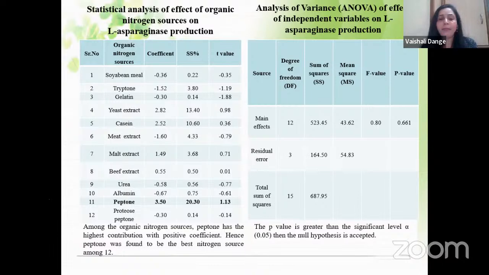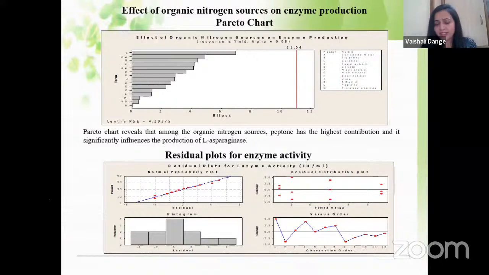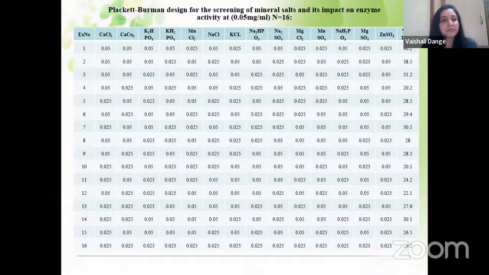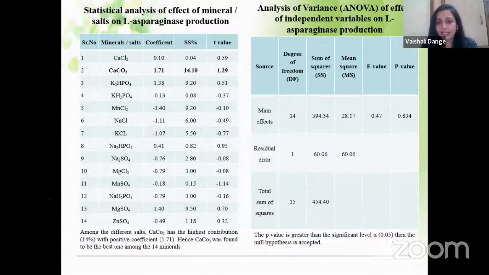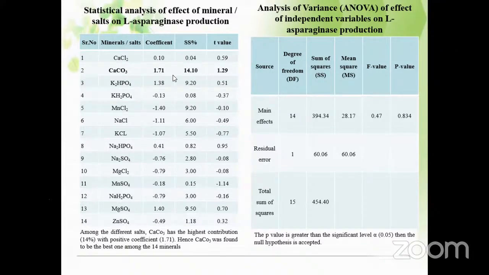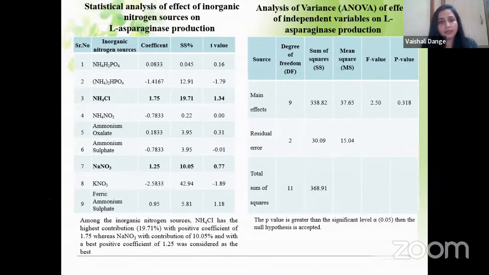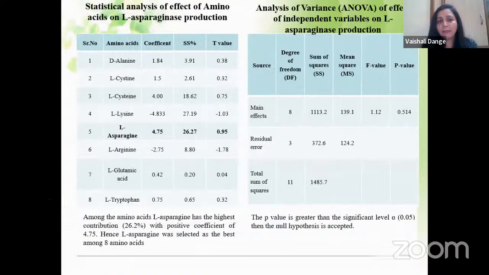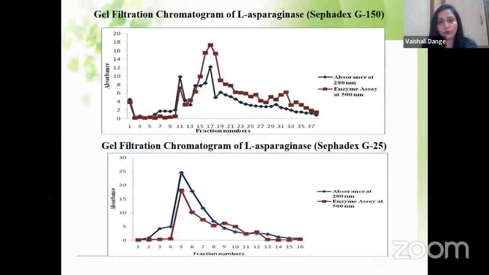Here you can see that the minus values give insignificant results. So this is the combination of those sources. Next, these are again the inorganic nitrogen sources. CaCO2 is showing high activity. Okay, so these are my Plackett-Burman statistical analysis of my study.